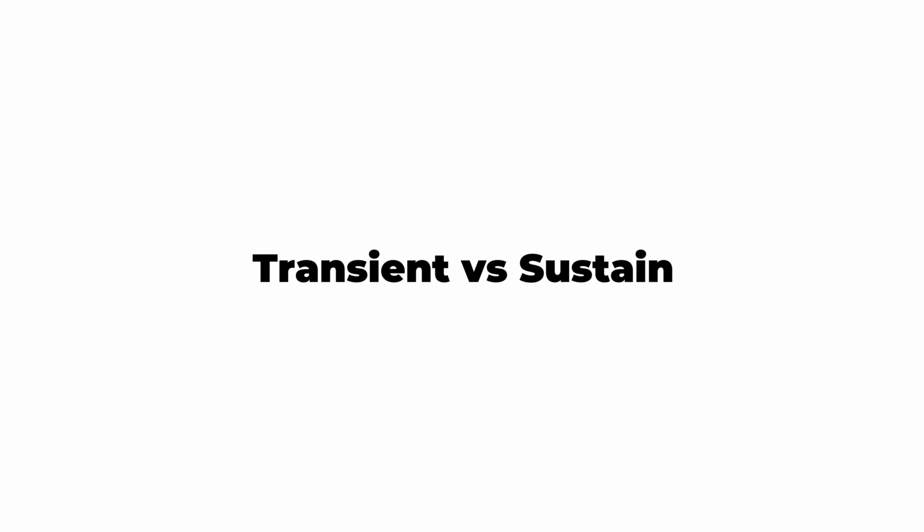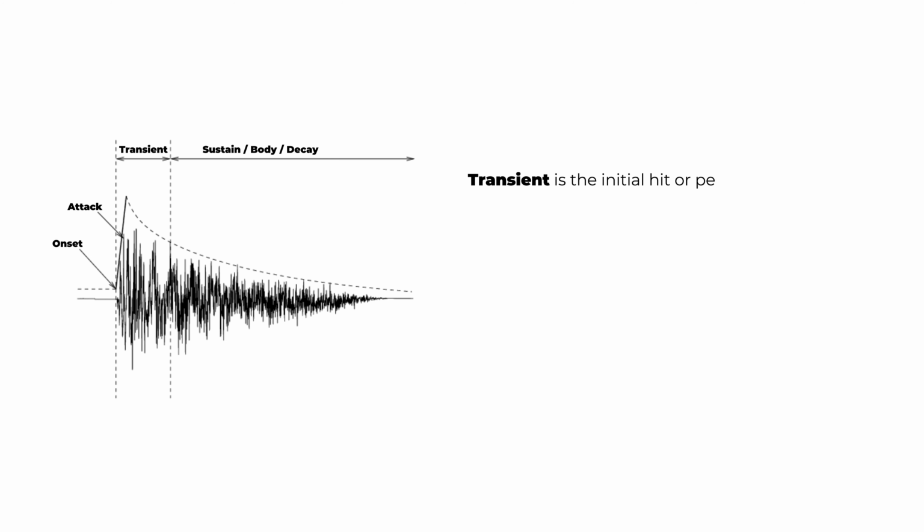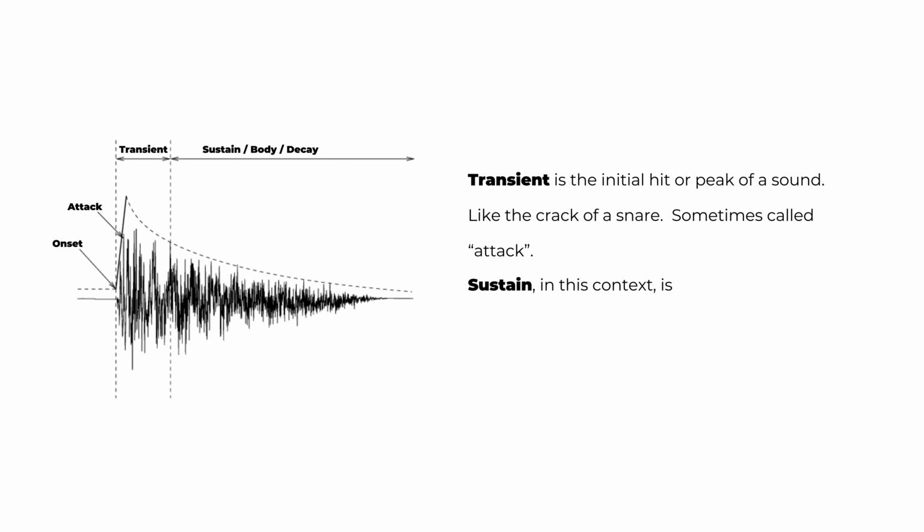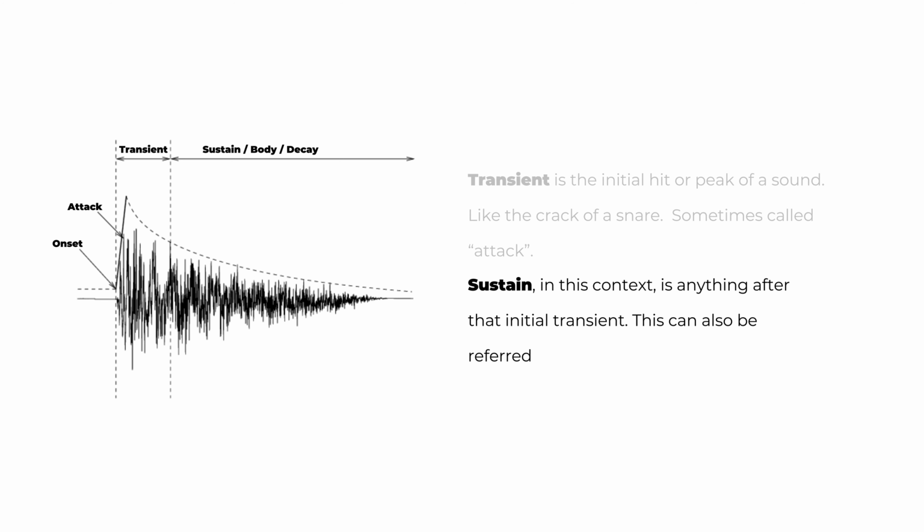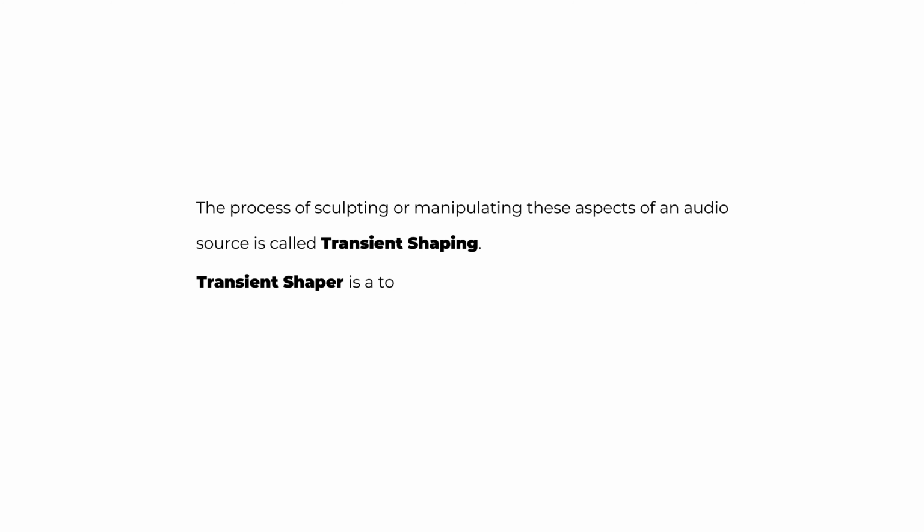Transient versus sustain. Transient is the initial hit or peak of a sound, like the crack of a snare, sometimes called attack. Sustain, in this context, is anything after that initial transient. This can also be referred to as body. The process of sculpting or manipulating these aspects of an audio source is called transient shaping. Transient shaper is a tool that controls the attack and sustain of a sound.